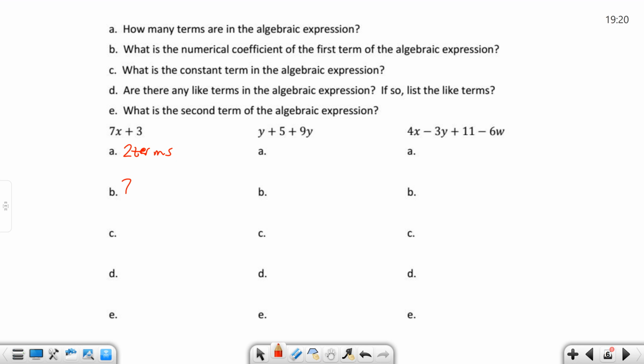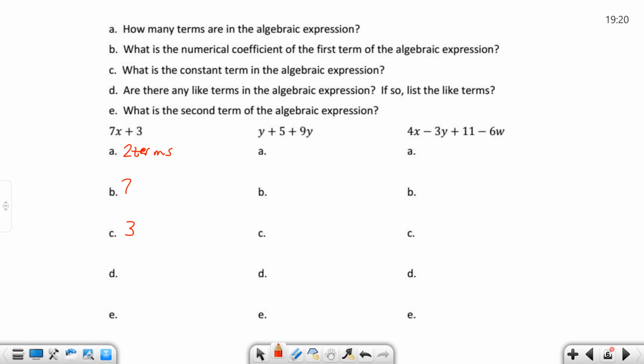What is the constant term? Well, here's a constant term. And notice I circled the plus sign because pluses and minuses separate the terms, but the plus sign goes with what follows it. It goes with the 3. It doesn't go with the 7x. So 3 is the constant term. If you don't put a plus sign there, it's understood to be positive. Now, if you're combining or writing two terms in a row, you can't just assume the second term is positive. You've got to put a plus.